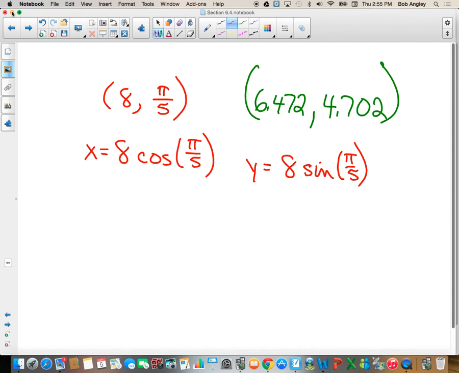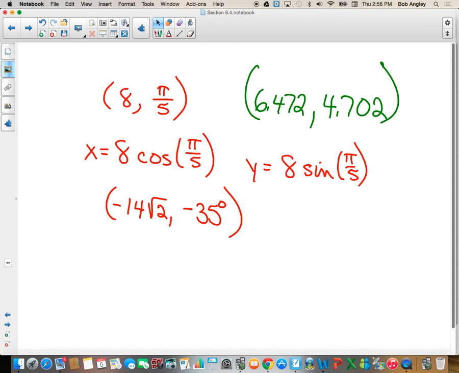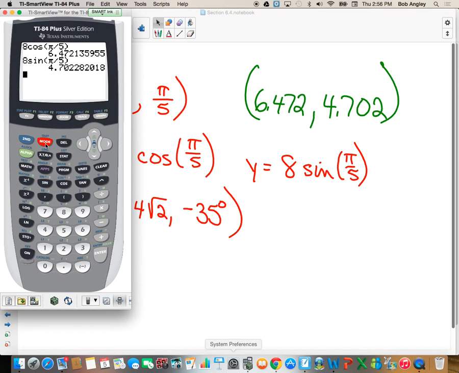All right, let's do this problem. Suppose we had negative 14 square root of 2 and then negative 35 degrees. Would you do this one from the unit circle? Because you don't know negative 35 degrees from the unit circle, so it's a calculator problem. What adjustments do you need to think about? Mode. What mode should we be in? Degree, because we see a degree sign. So we're going to go to mode and change radian to degree.